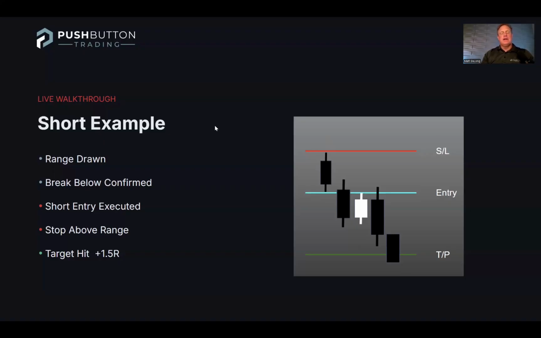So you guys are probably thinking about this. Okay, Matt, you showed us a bullish, a bearish, a long, and a short example.